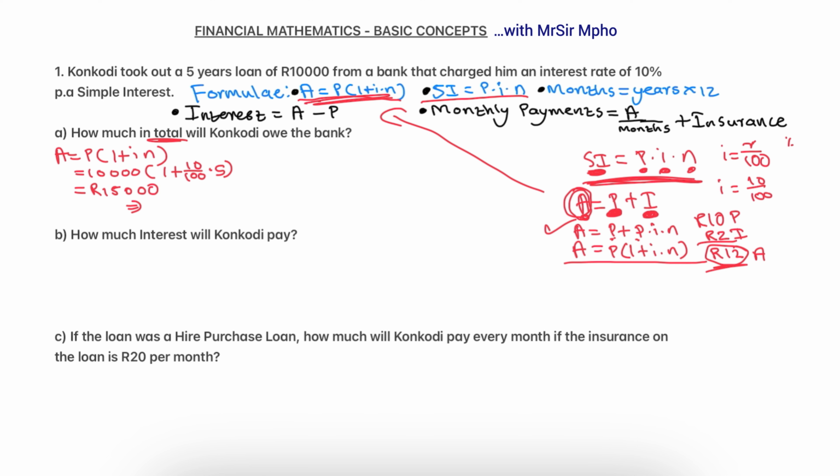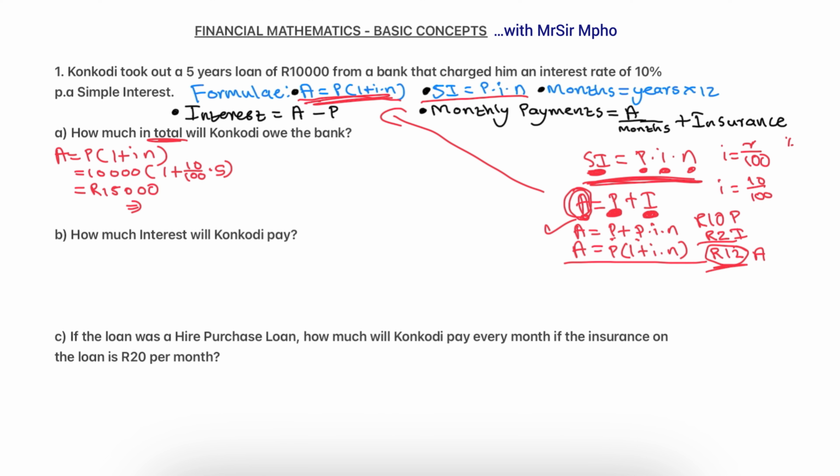Clear, right? So let's move to B. Fast, quick at a very high speed, all right? They said, how much interest will Konkodi pay? Now they just want the interest. Remember, Konkodi took out 10,000 rand, but he ended up paying 15,000 rand, which means there's an extra amount of money that he paid on top of the loan that he took. He got 10,000. When he paid back 15, meaning 10,000 rand was also paid back plus an extra amount. So let's calculate that extra amount.